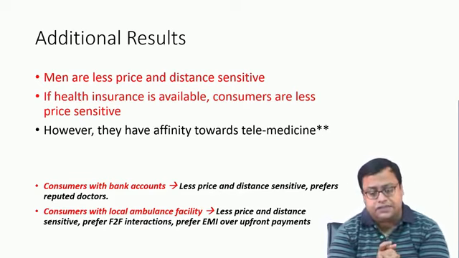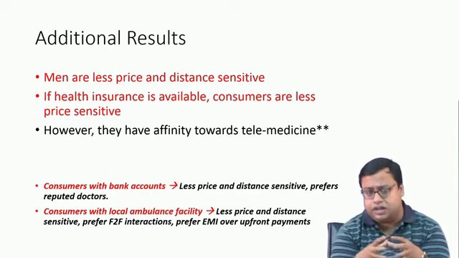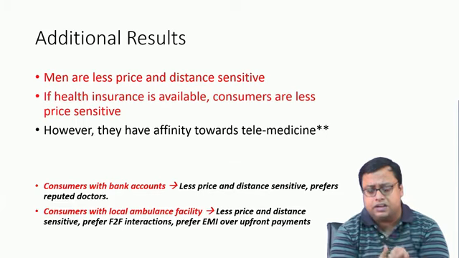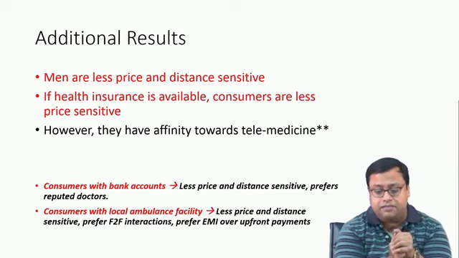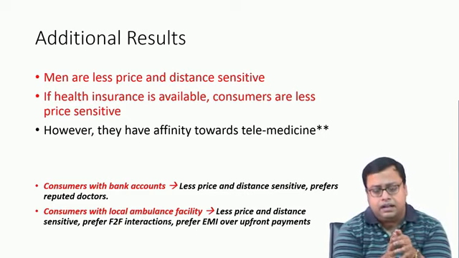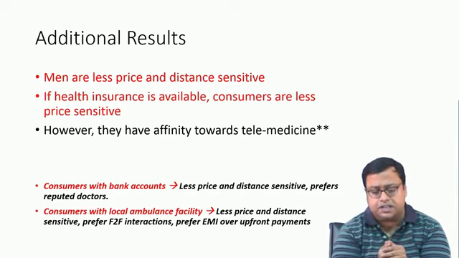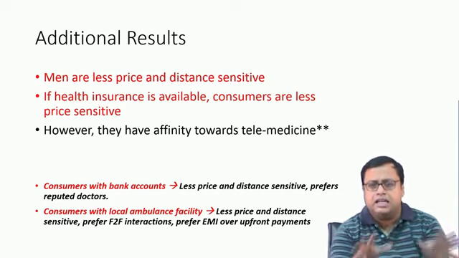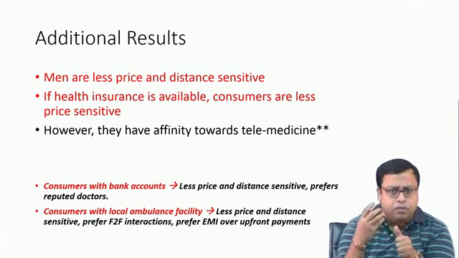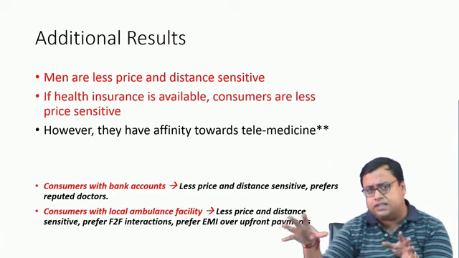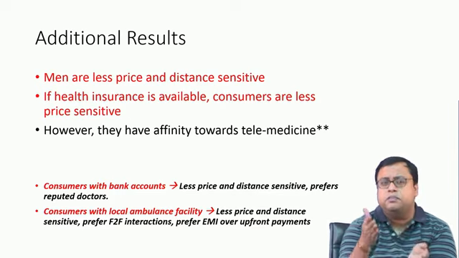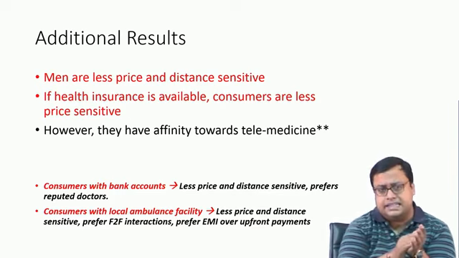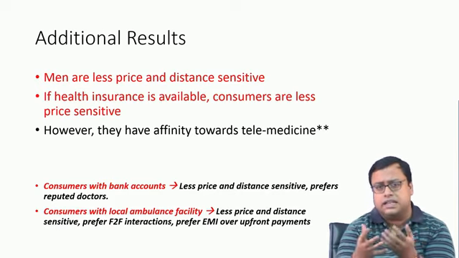And when a local ambulance facility is available, this is a social capital that you can generate. If you can generate a little bit of social community feeling, where people come together and have a local ambulance facility, then they are also less price and distance sensitive, and they prefer F2F, that is face to face interactions, and prefer EMI over upfront payments. So, our major goal was: is it more necessary to create a new design of service in healthcare, or to see what kind of things will make people less price and distance sensitive and prefer more reputed doctors, even when they are at the bottom of the pyramid.